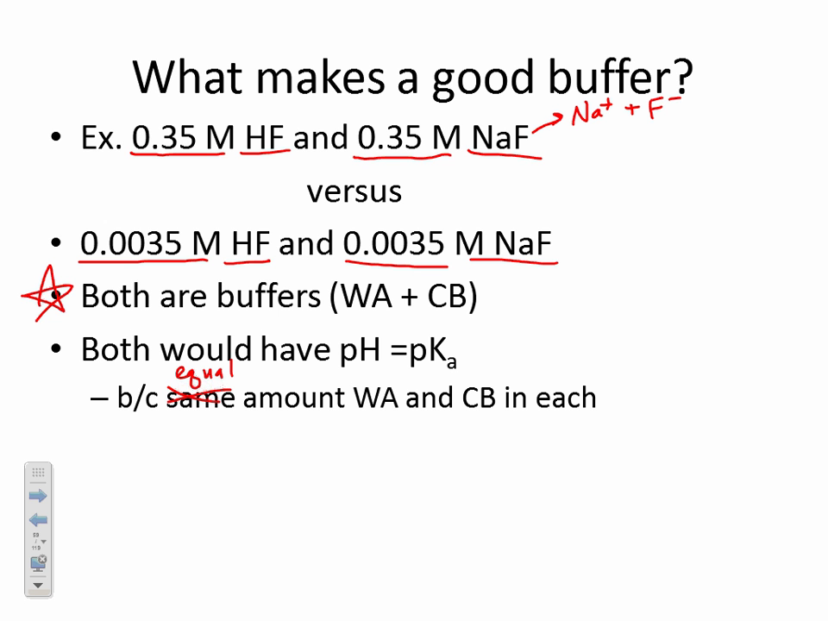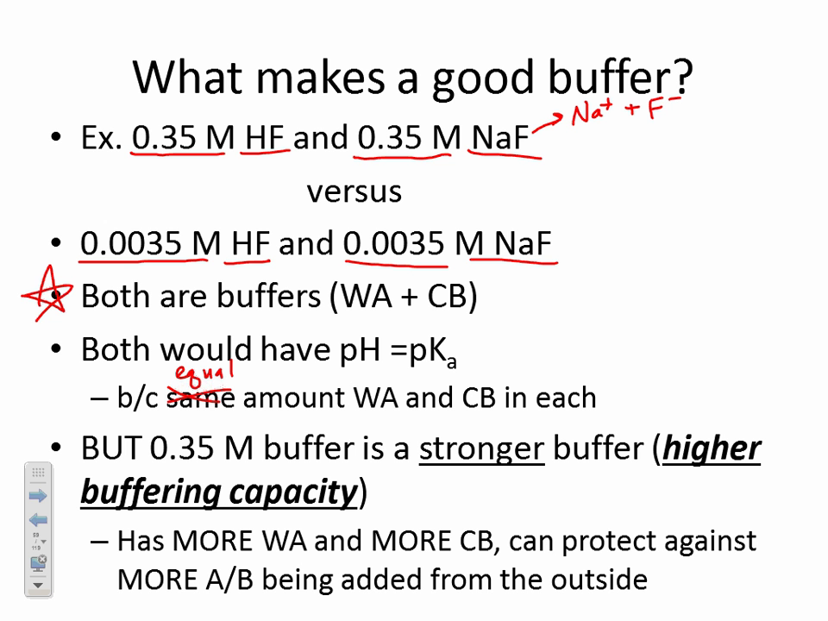pKa. However, one of them is going to be a substantially better buffer than the other, and that's the 0.35 molar buffer. So the 0.35 molar buffer is going to be a stronger buffer. Sometimes we say it has a higher buffering capacity because it has more moles.